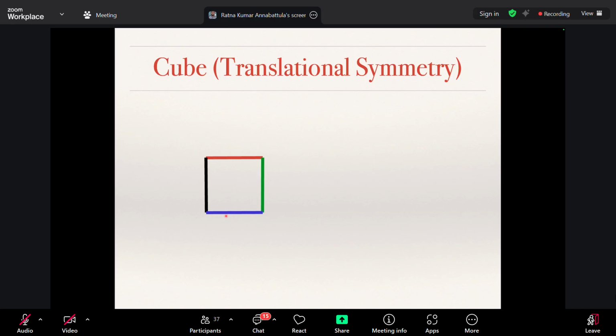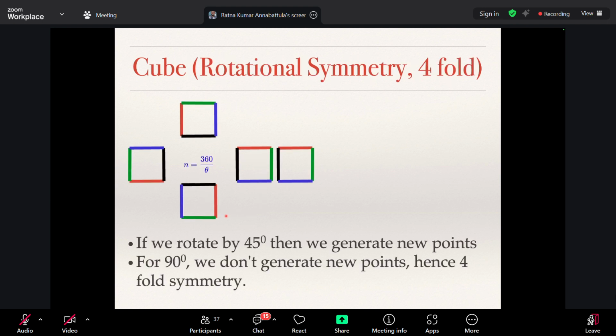But this cube also has, instead of 90 degrees, if you rotate it by 180 degrees, then also it will show symmetry or not? Yeah, it will show symmetry. Then it has 2-fold symmetry, because by rotating by 180 degrees, 360 by 180, it will have 2-fold symmetry. Is 2-fold symmetry a higher level of symmetry than 4-fold symmetry, or otherwise?